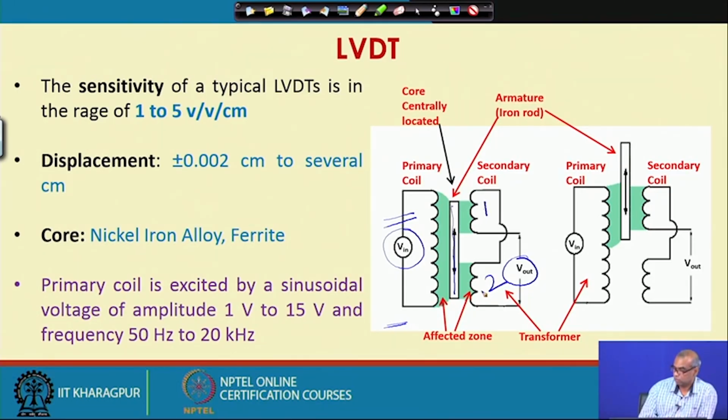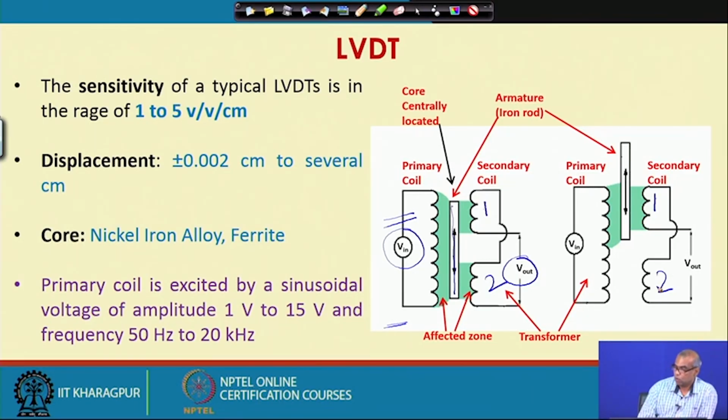Now, when the soft iron core is not centrally located, let us say it is pushed up. So, only this secondary coil, coil number 1 is affected, secondary coil number 2 is not affected. So, the output voltage will no longer be 0. It will be the difference between voltage V1 and voltage V2.